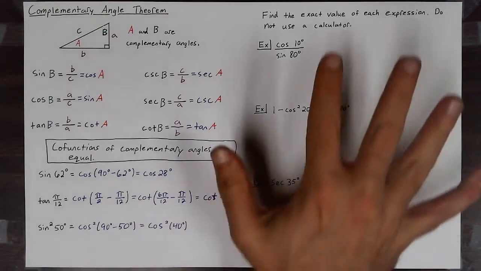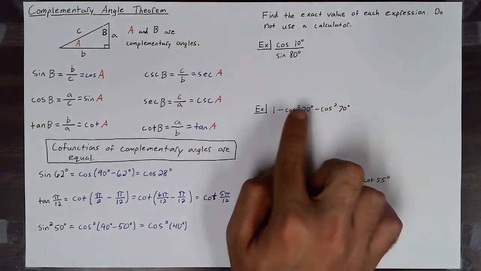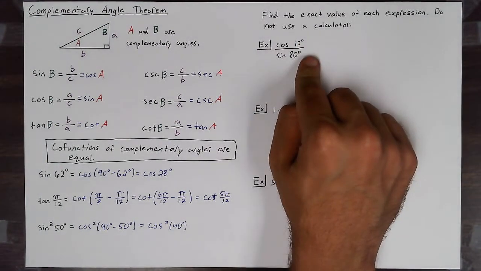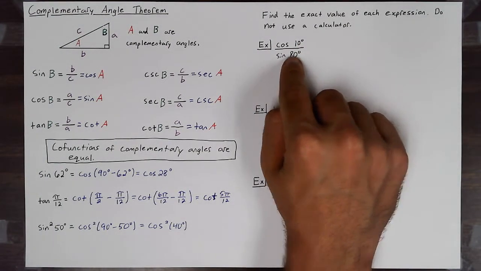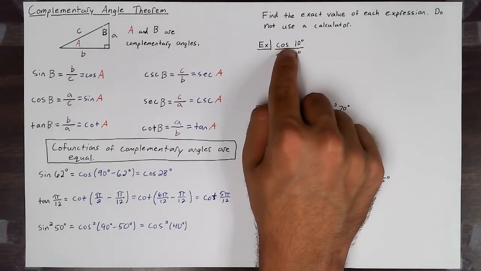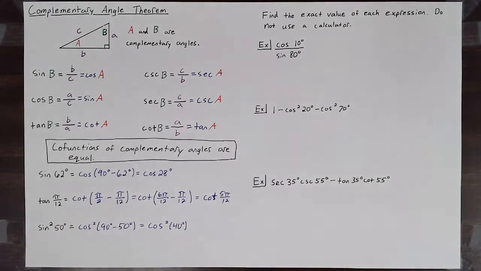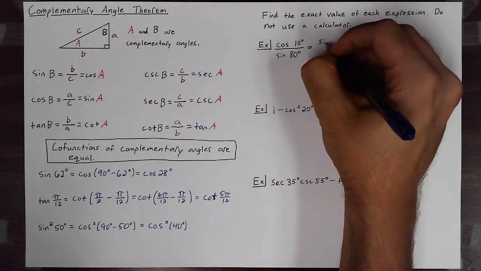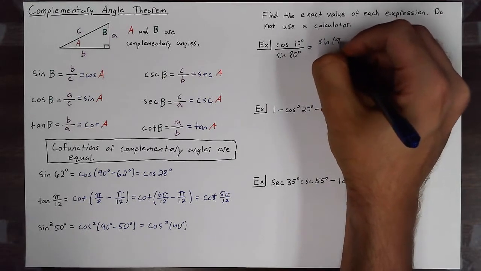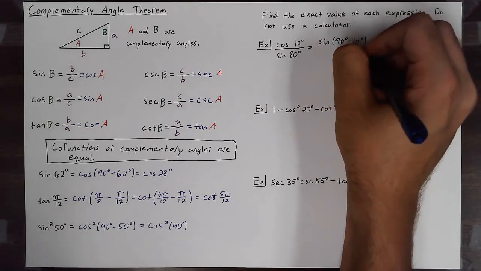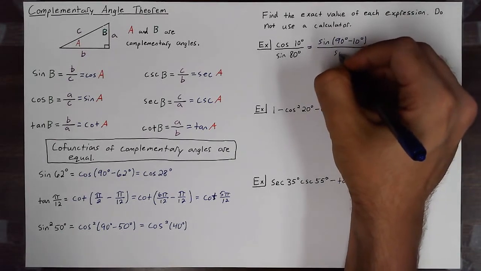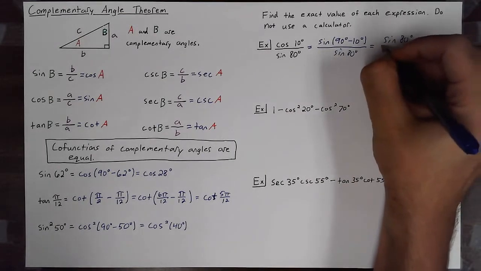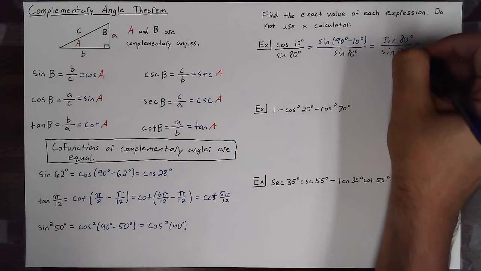Now let me show this in practice when you have expressions with different angles, and you recognize that the angles you're looking at are complements of each other. So first, 10 and 80 are complements. So one thing I can do here is change one from cosine to sine or sine to cosine. But in this case, I'll change my cosine to a sine by saying cosine of 10 degrees is equal to the sine of 10 degrees' complement. 90 minus 10 degrees is 80. So I end up getting sine of 80 degrees over the sine of 80 degrees, which simplifies to 1 because they cancel out.